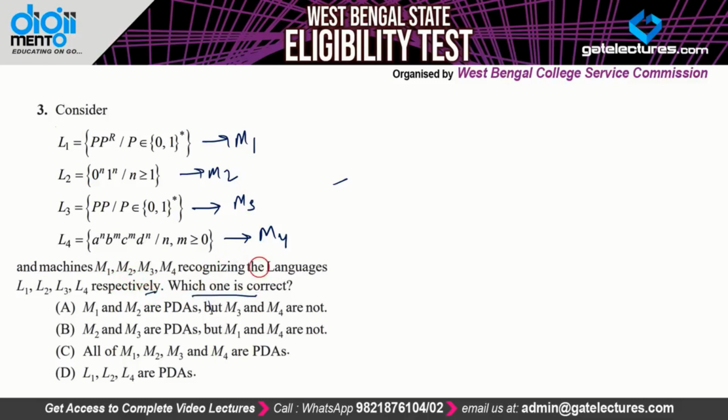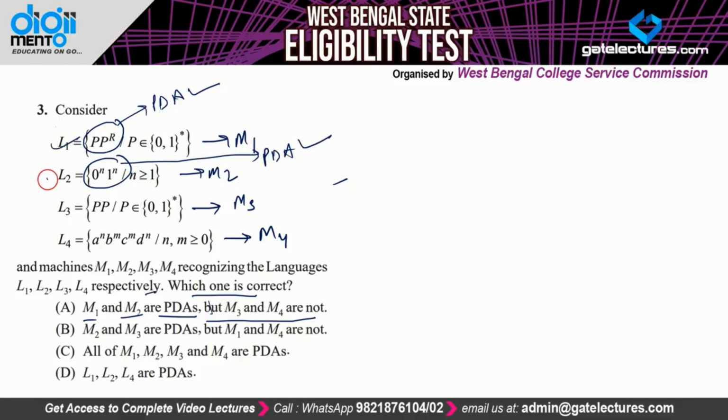Which one is correct? Option 1: M1 and M2 are push down automata, but M3 and M4 are not. Now for this we can make a push down automata, that is correct. For this we can make a push down automata, that is correct. Okay, so L1 and L2 have push down automata. Now they are saying M3 and M4 are not.